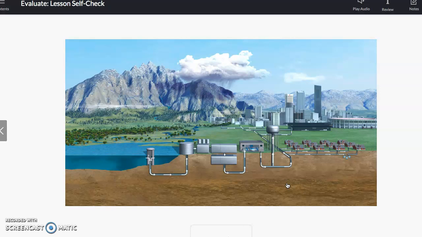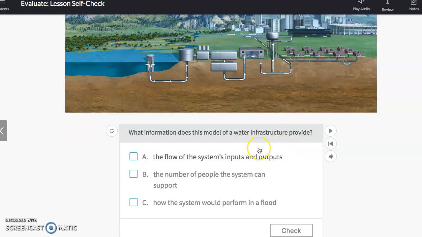So now we're going to look back at this image which we had earlier, and it's going to talk to us about water and how to have the clean water moving from where it is in the lake to the city. What is this showing about the infrastructure? Is it showing the inputs and outputs? Is it showing the number of people a system can support? Well, it doesn't have a number of people, so it's not that one. And how it would perform in a flood, we don't really know, so it must be A.